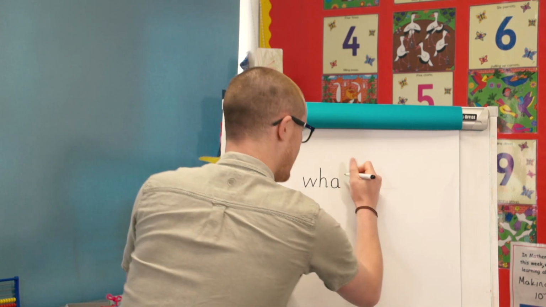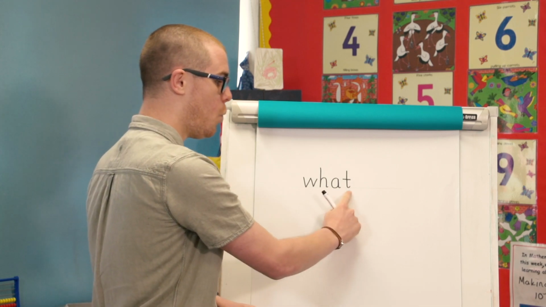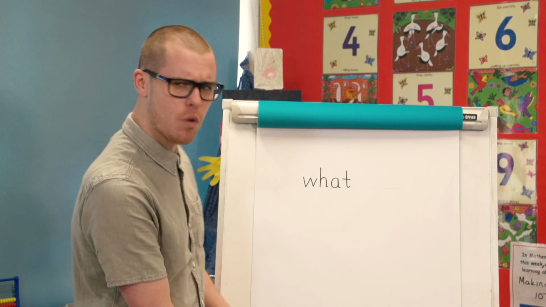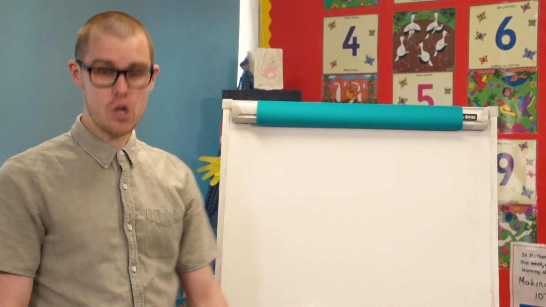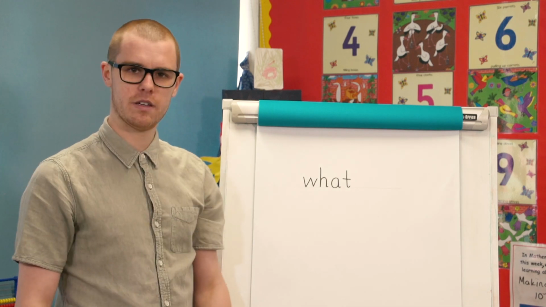And the end is easy. The word is what? Now I'm going to hide the word. And I'd like you to have a go. Say the word. Say the sounds. And what's the tricky bit? The letters W and H say W. The letter A says o. Write them down. Let's check our spelling. Did you get it right?